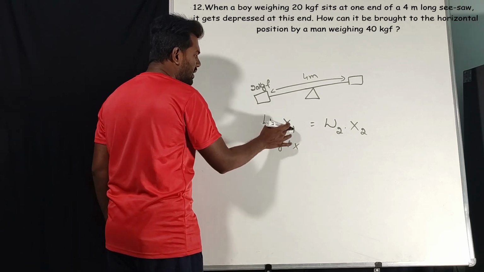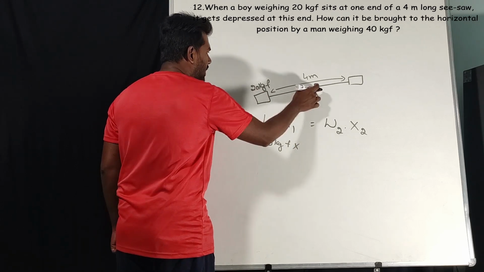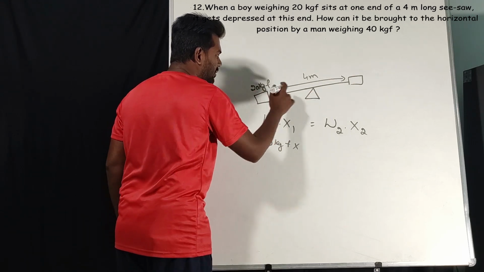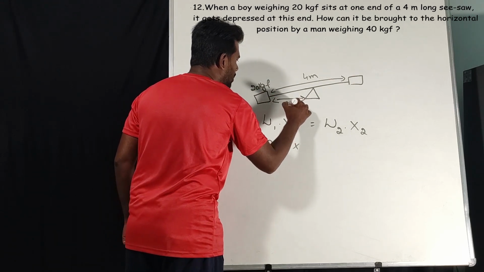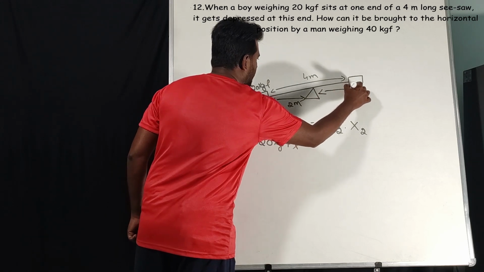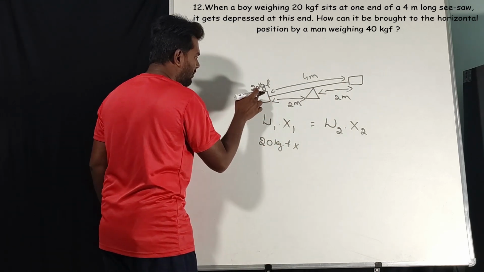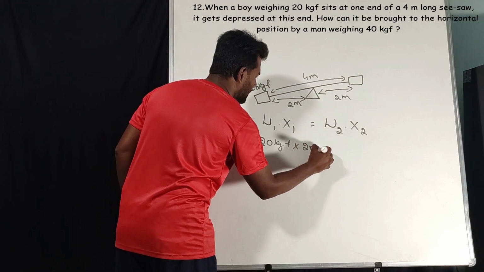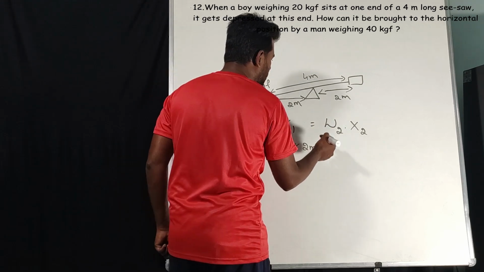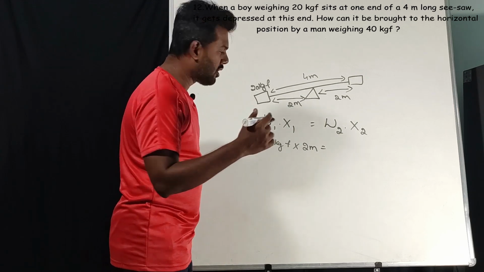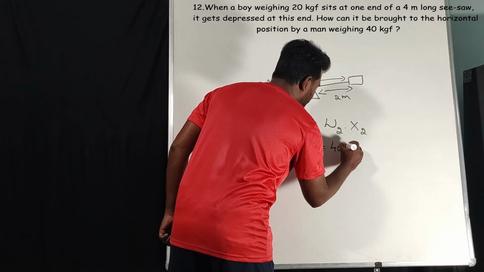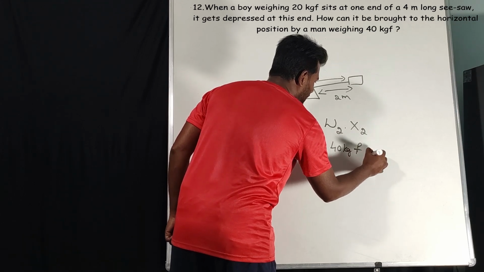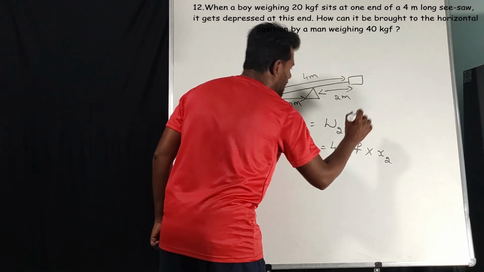What is the value of x1? From the boy's load to the pivoted point, the total length is 4 meters. The exact center is 2 meters from here to here, and 2 meters from here to here, correct? So from the boy to the pivoted point it is 2 meters. So 2 meters is equal to w2. W2 is the weight of the man, that is 40 kgf. We need to find the position, that is x2.